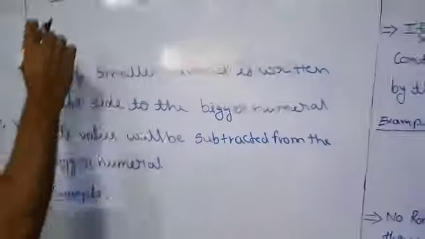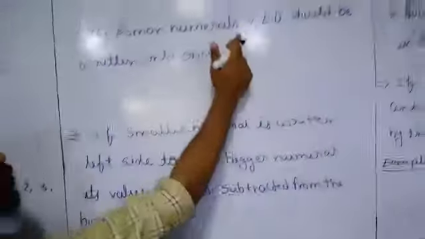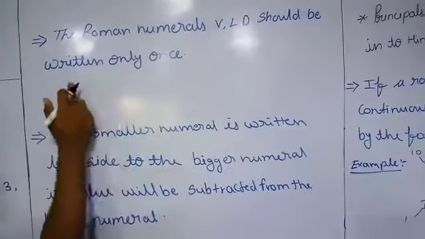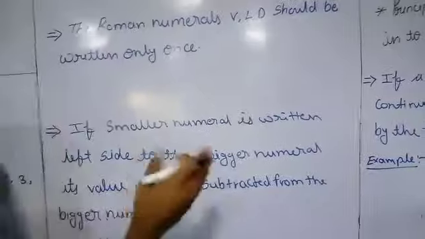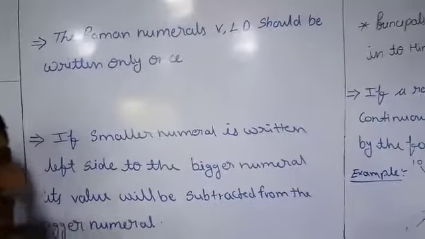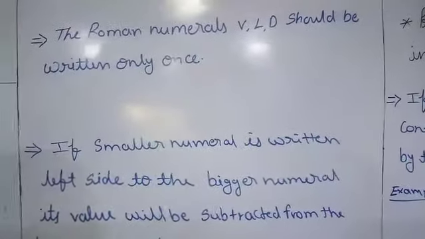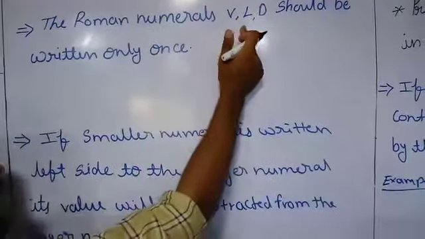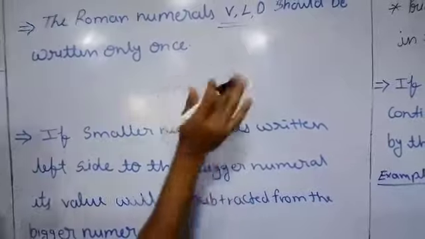Now proceed to the next one. The Roman numerals V, L, D should be written only once. In the earlier principle we learned that we can repeat Roman symbols, but as per our third principle, these three, V, L, D, cannot be repeated.